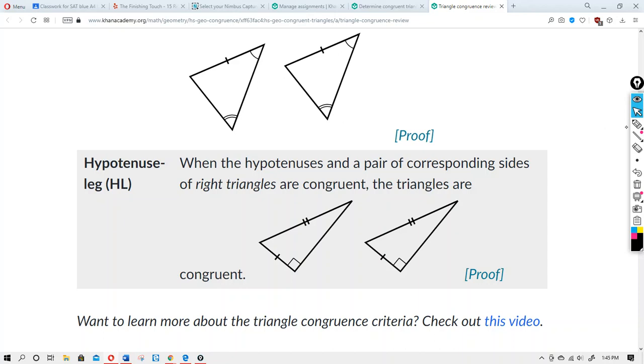And finally, for the right triangles, we have hypotenuse leg. Remember, the hypotenuse is across from the right angle. That's called the hypotenuse. And any of the other two sides are called legs. So you have the hypotenuse and a leg. That's HL, and it's for the right triangles only.